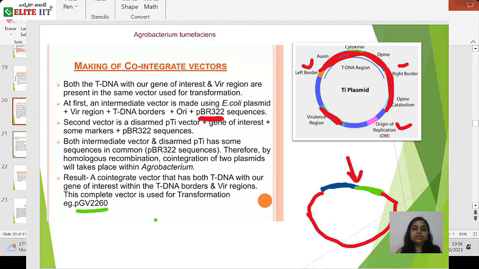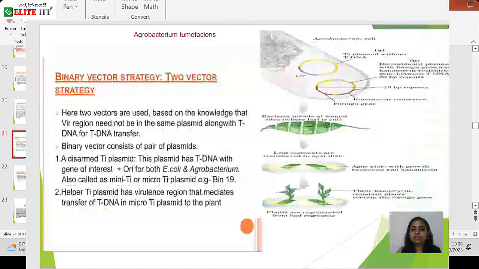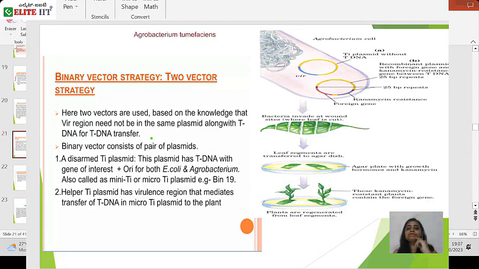So in this case, co-integrate vector means two vectors are integrated to make one separate vector. Now, if you consider the binary vector strategy, the two vector strategy, in this case two separate vectors are added. Two vectors are used based on the knowledge that the V region need not be in the same plasmid along with T-DNA for T-DNA transfer.